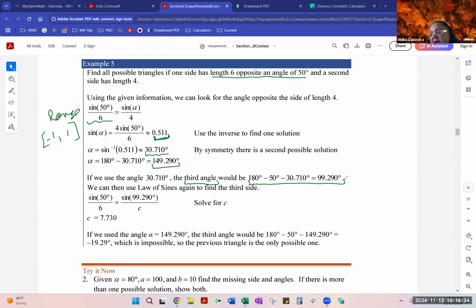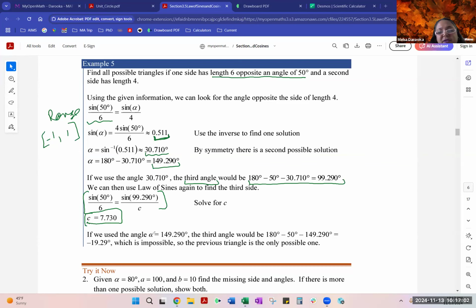So we can definitely find its corresponding missing side. So set it up with the sine of 50 degrees divided by 6, and then sine of 99.29 degrees divided by c. So finding that unknown side, and you can see that side is coming out to be 7.73.